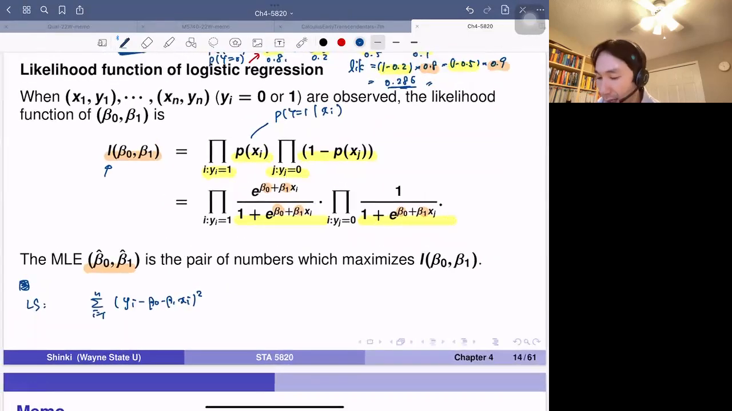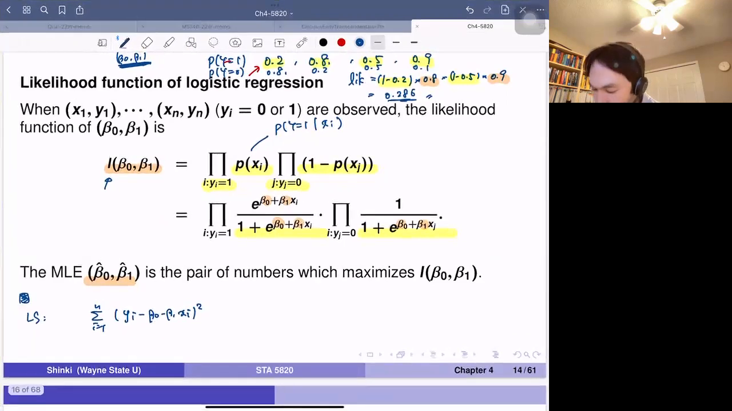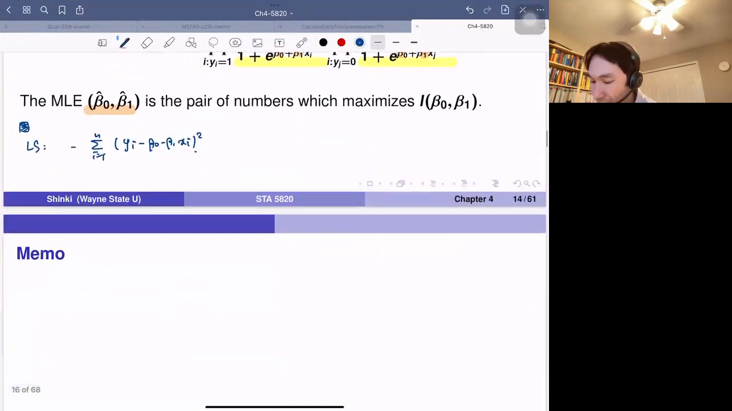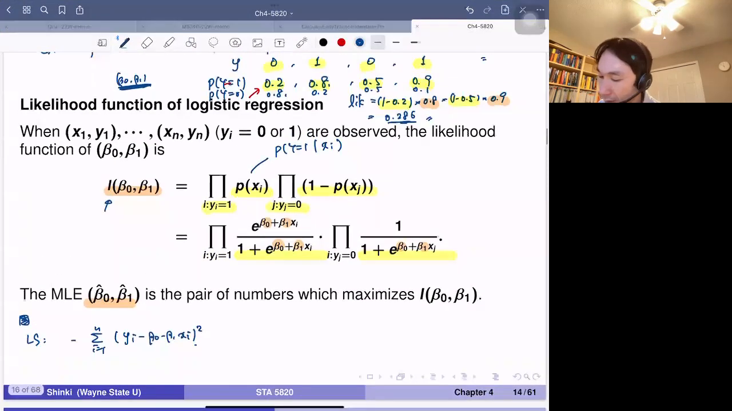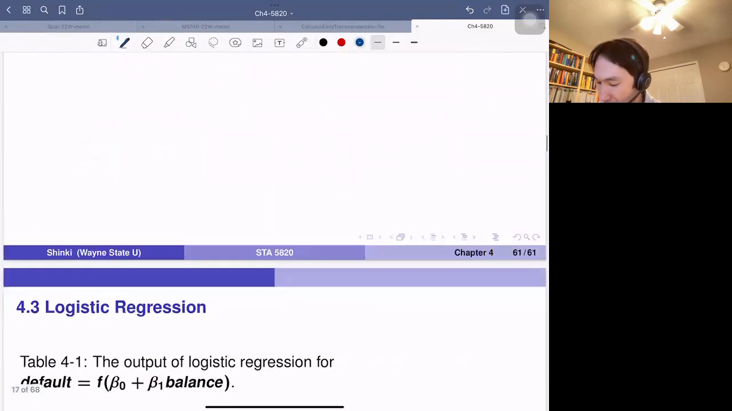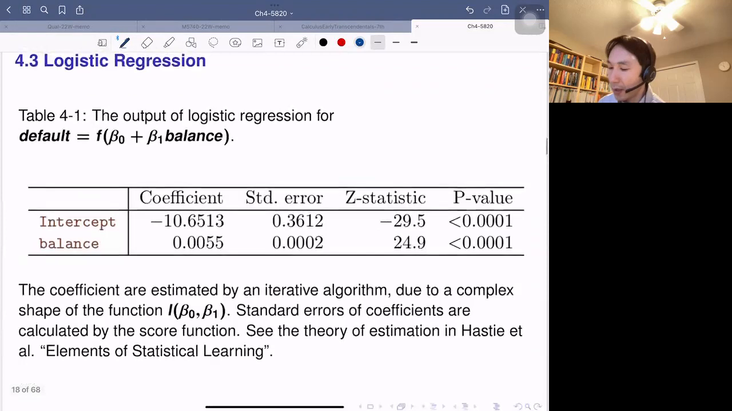So we maximize this likelihood, while in least squares we minimize the sum of squared errors. So we maximize likelihood and minimize the sum of squares; they go in different directions. Finally, once we optimize that quantity, we can get the estimated beta naught and beta 1. So the estimated beta naught and beta 1 are here. If we fit the probability of default, then we get this.